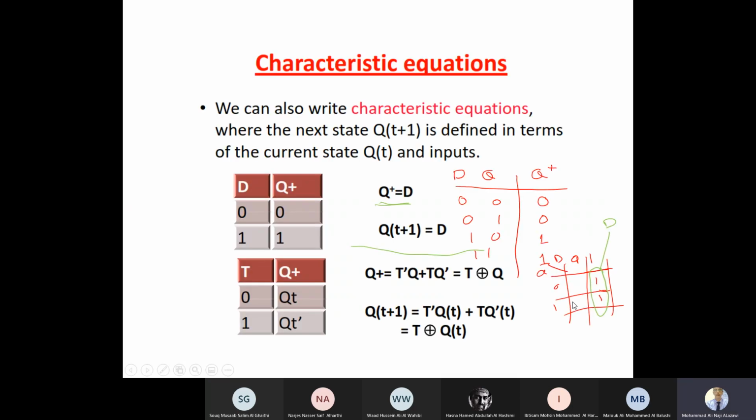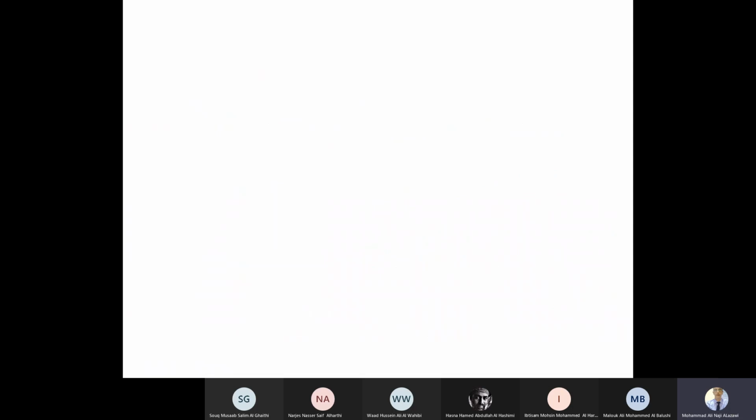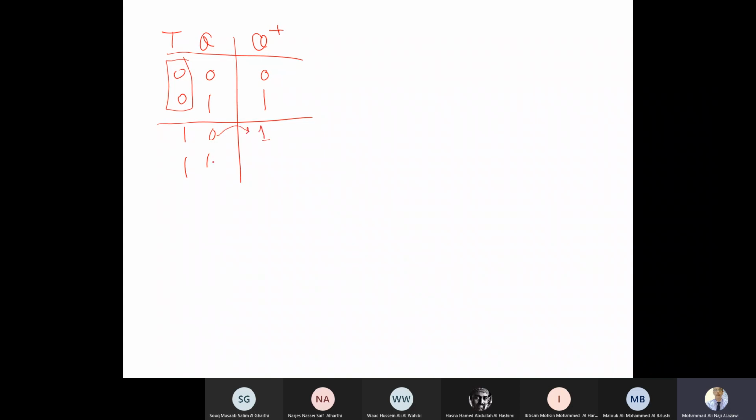So for T flip-flop, it always toggles. I'll draw the truth table also. I have T and Q, and Q plus: 0, 0, 0, 1, 1, 0, and 1, 1. Remember, when T is equal to 0, Q plus is equal to Q, so this is 0, 1. When T is equal to 1, then Q plus equals Q prime. So 0 will become 1 and 1 will become 0.